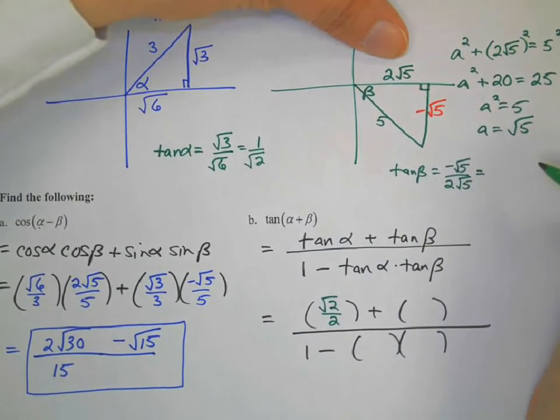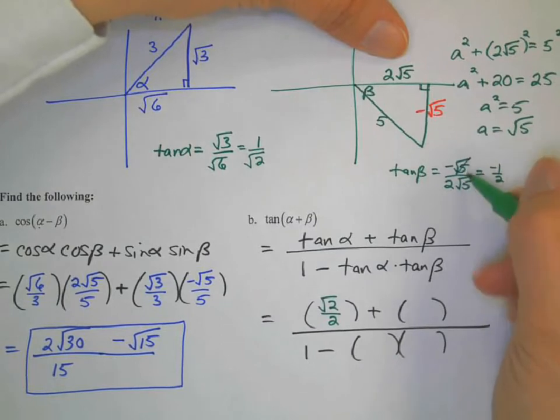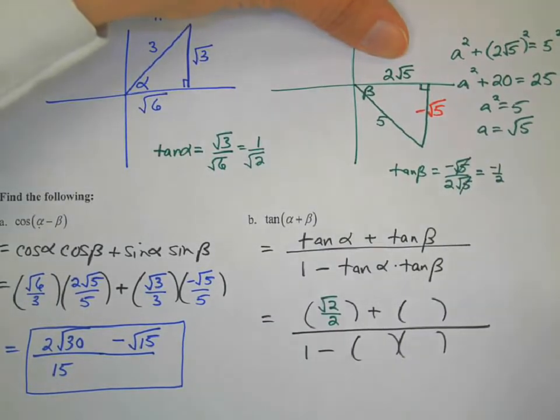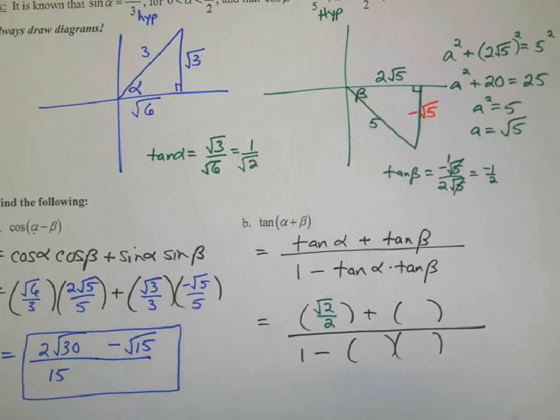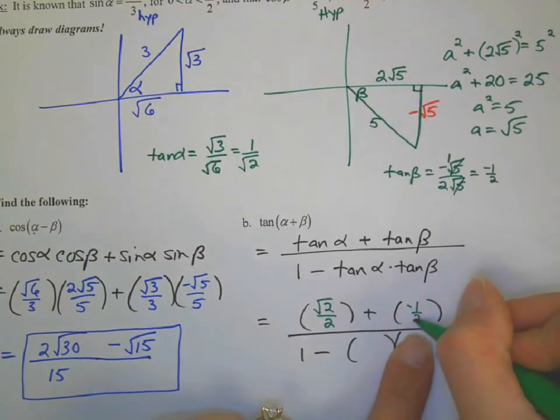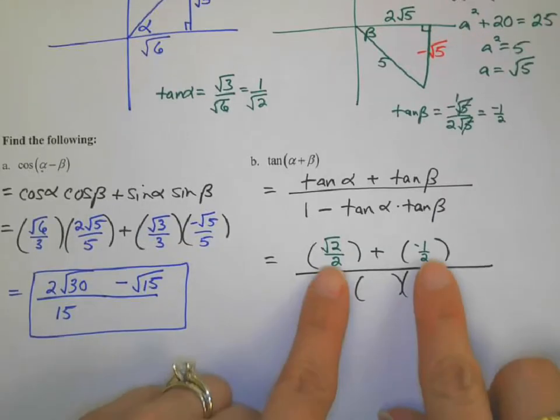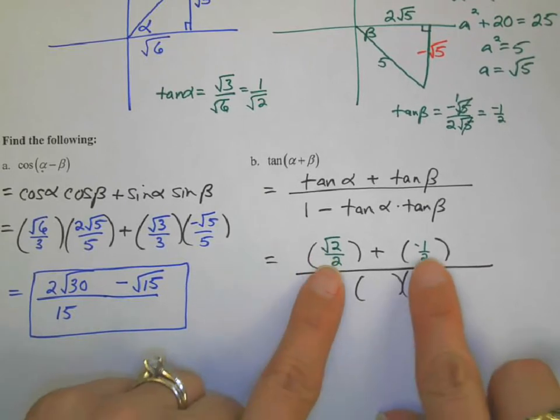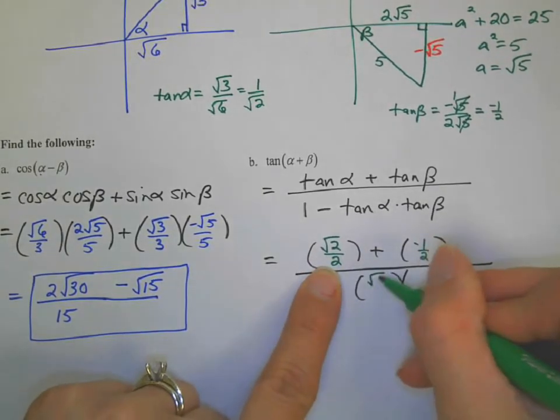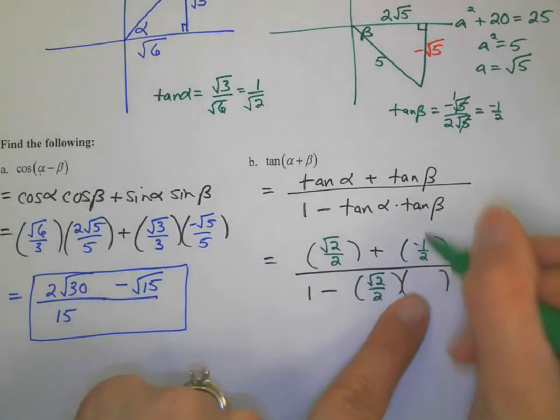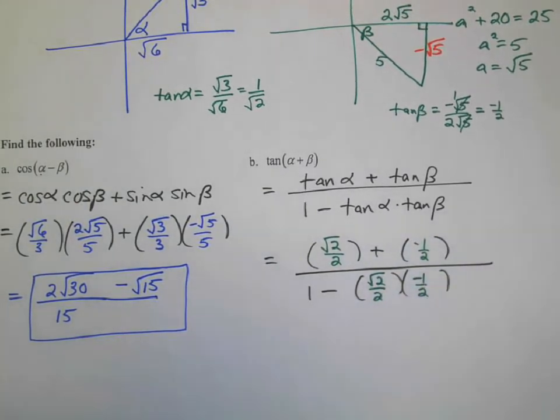This one simplifies to something really nice. Negative 1/2. Radical 5s can cancel with radical 5s. Oh, don't forget the 1 on top. So this is negative 1/2. Down here, once you do the numerator, these two fractions are right there. Tangent of alpha, once again, radical 2 over 2. Tangent of beta is negative 1/2.